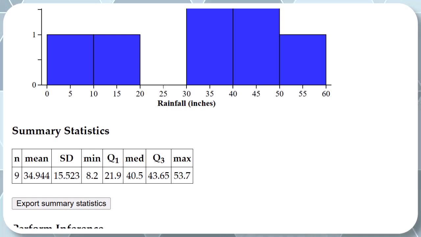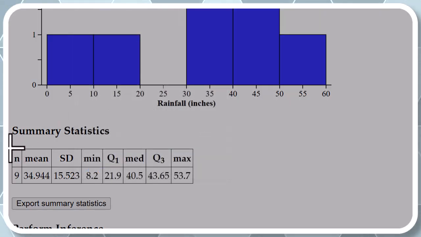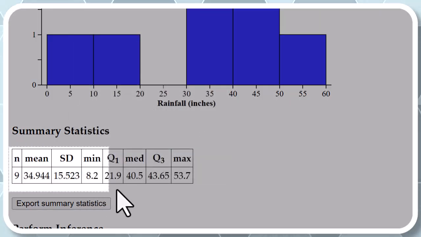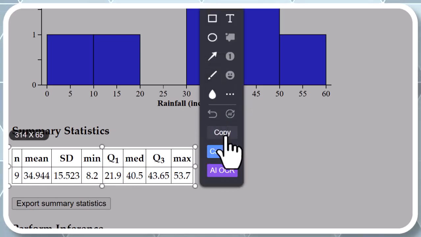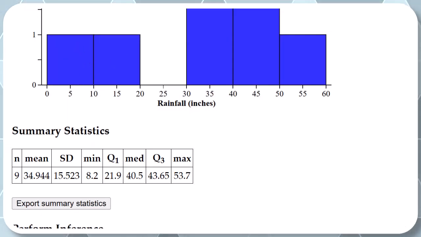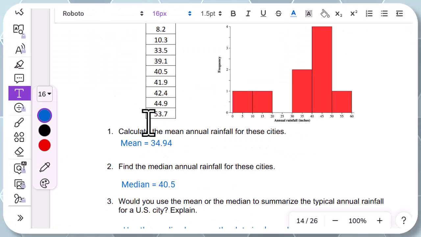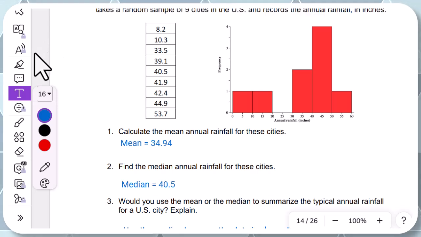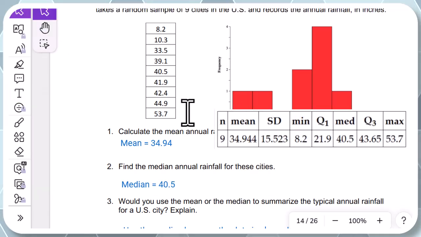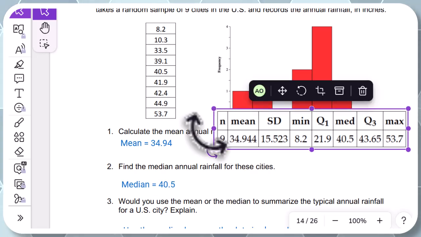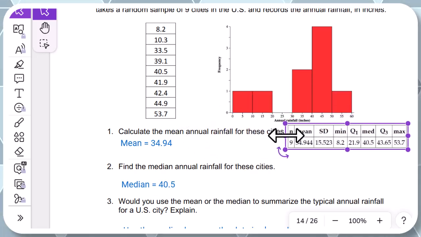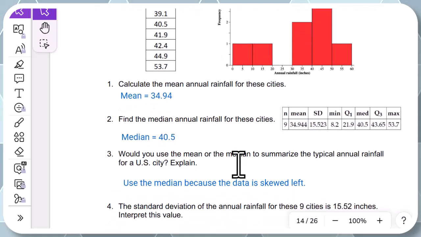If I go ahead and copy this, summary stats. I tell my AP kiddos, never ever calculate standard deviation by hand. There's no reason to do it. So let me paste in my Statlet data here. I pretty much copied everything. And you also see we got the median here. So there's the mean, there's the median. We would use the median because the data is skewed left. We learned that last lesson.